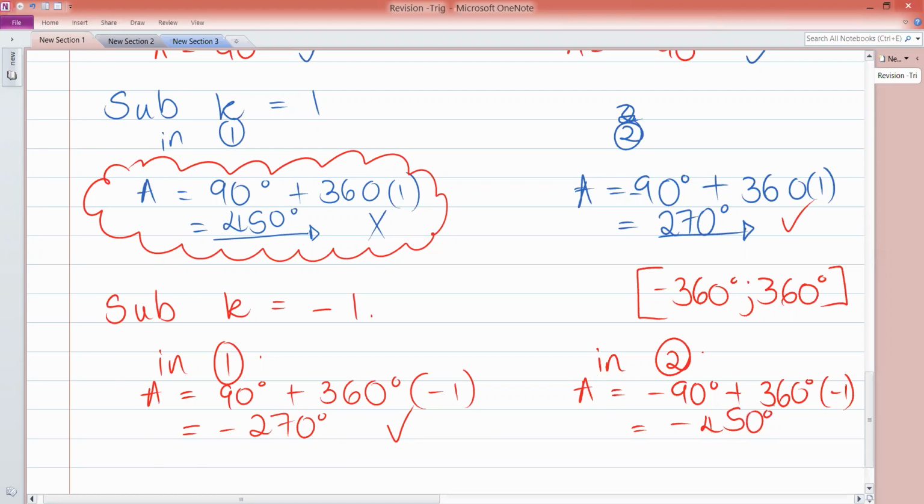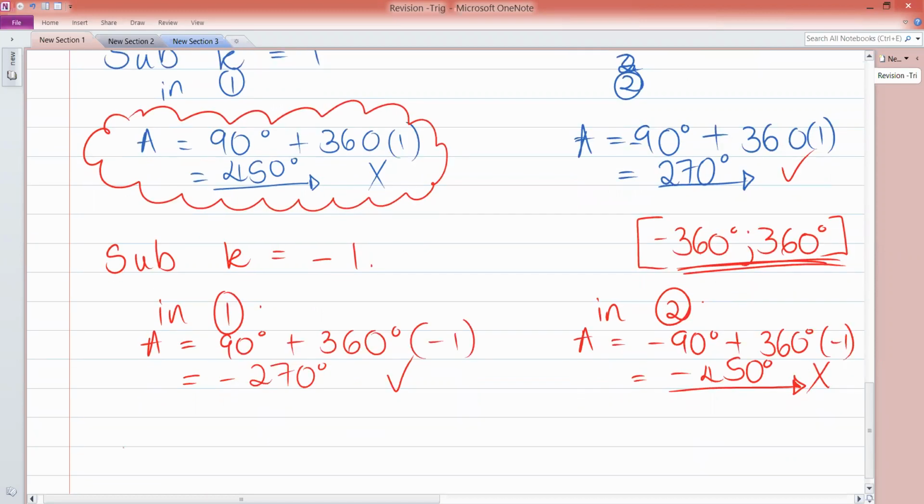Okay, so is there a point of me carrying on and trying to sub K is equal to negative 2? You could, but if you did sub in K is equal to negative 2, you would see that the answers you get are outside your range. So now this negative 450, is it within this range, negative 360 to positive 360? It is not.